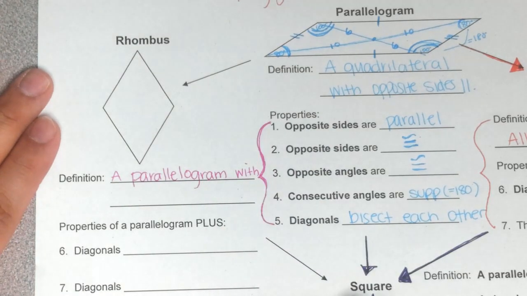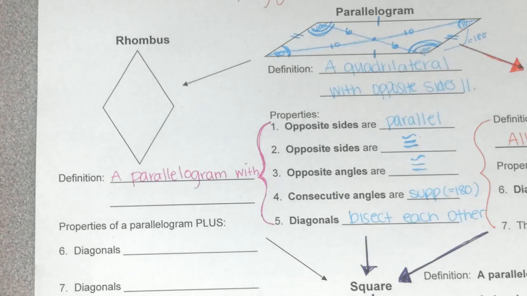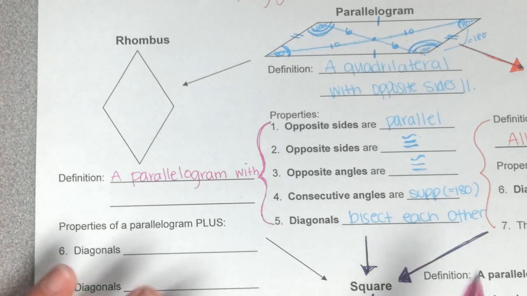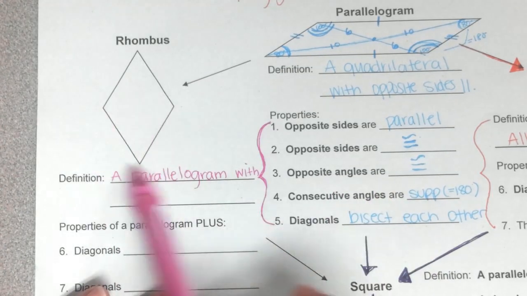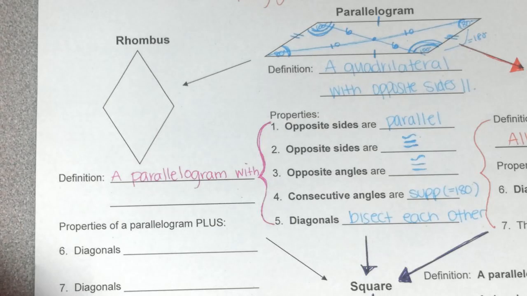What is special about a rhombus? What makes it a special parallelogram? A rhombus is a parallelogram with what? What makes a rhombus special? No, that's a parallelogram. What makes this picture special? What's special about a rhombus? What did every picture have when y'all walked around?